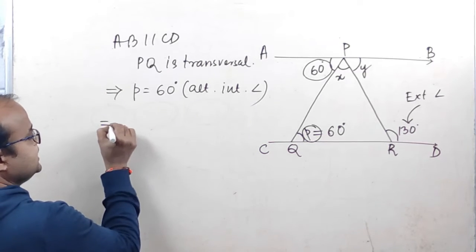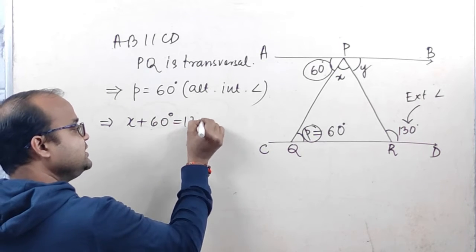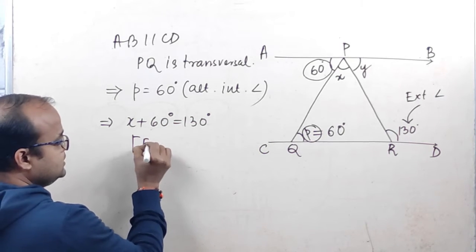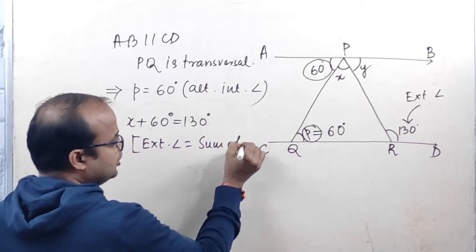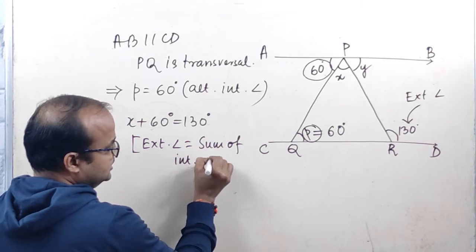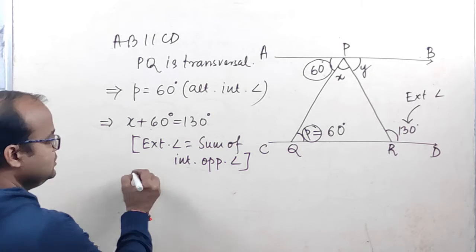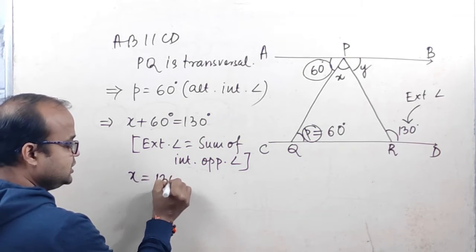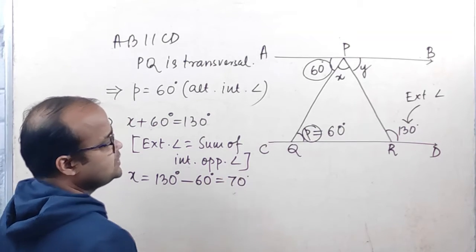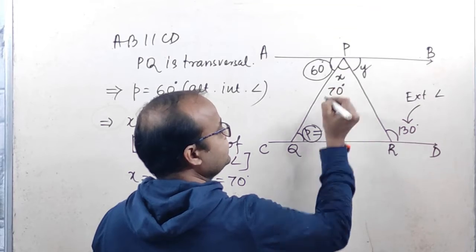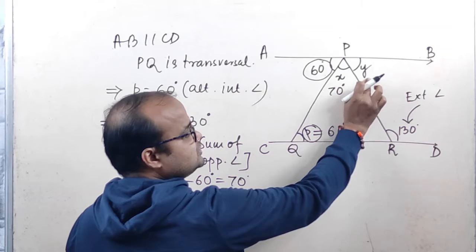So we can say that X plus 60 equals 130 degree. Reason: external angle is equal to the sum of internal opposite angles. So X equals 130 minus 60 equals 70 degree. So the value of X is 70 degree. Now next we need to find out the value of Y.